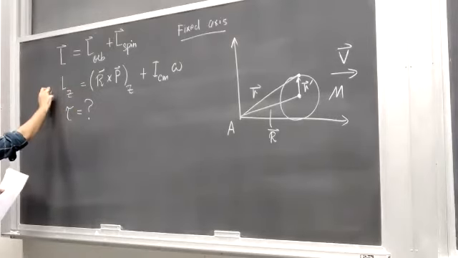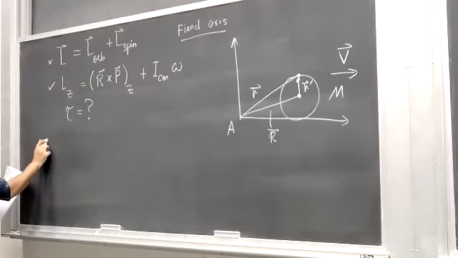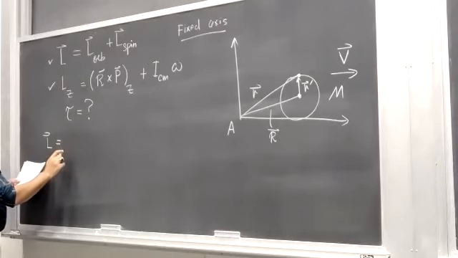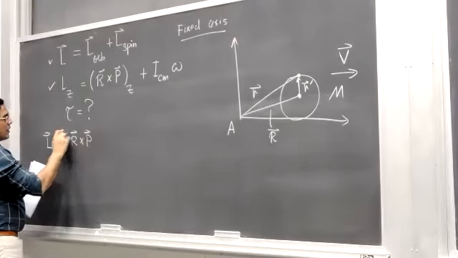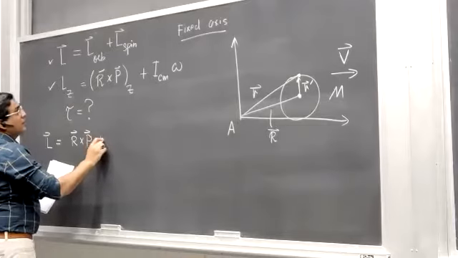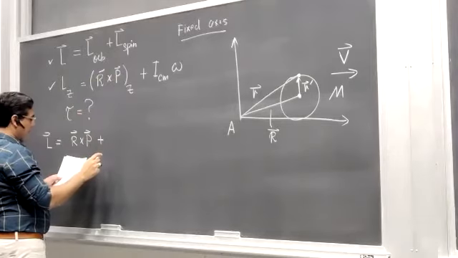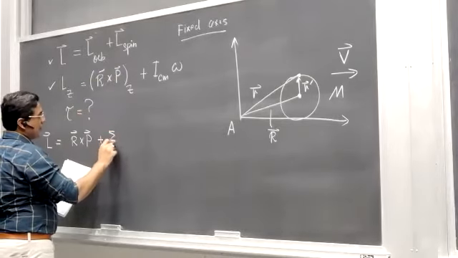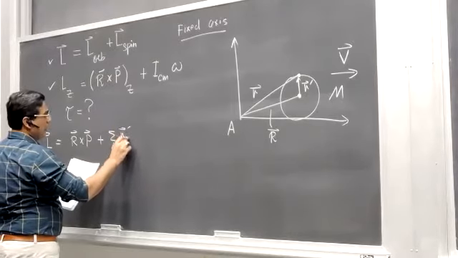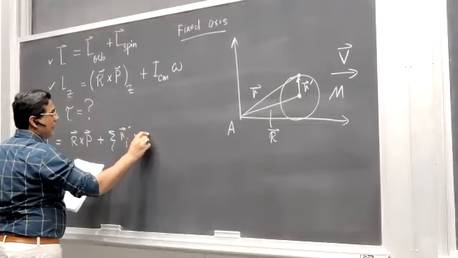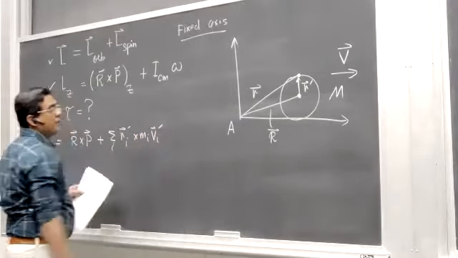Using this equation here, I can write L for such a system as R cross P plus this thing, the angular momentum in the center of mass frame of reference, which would be the sum over ri prime cross mi vi prime. Okay.